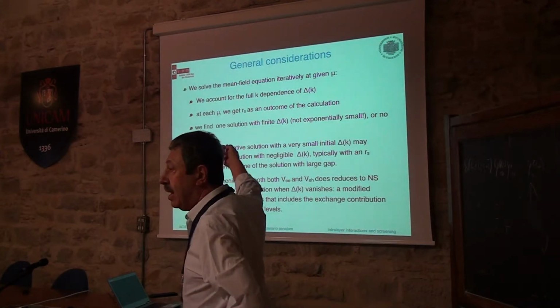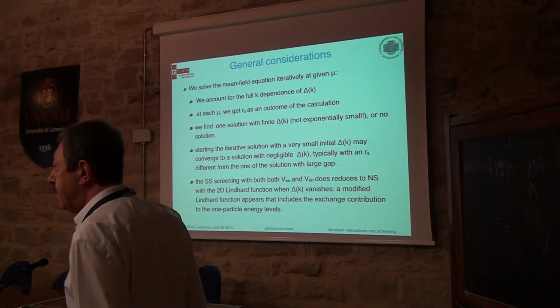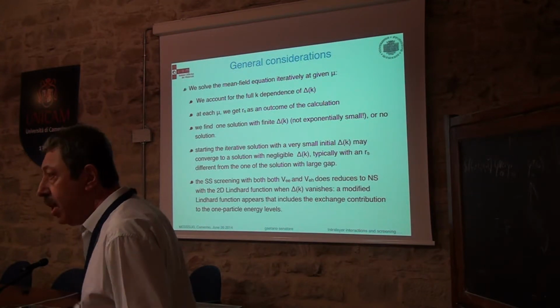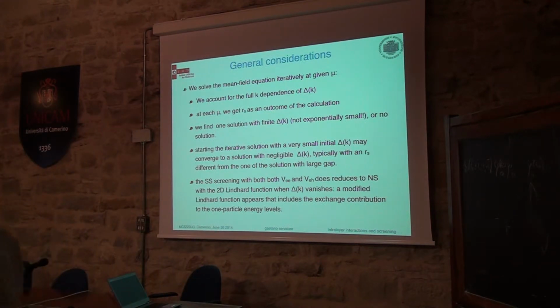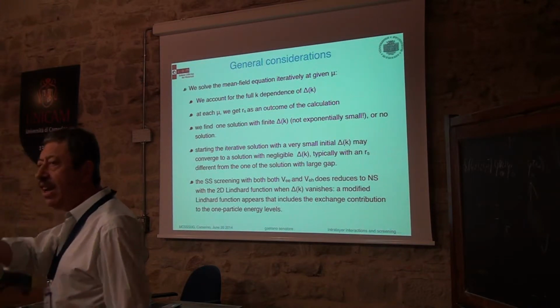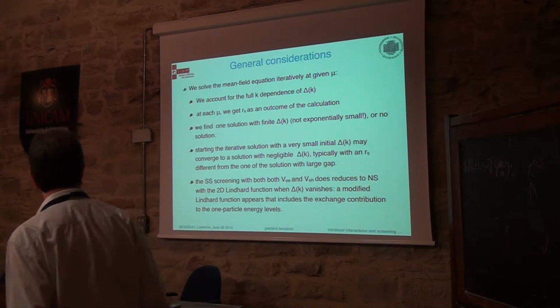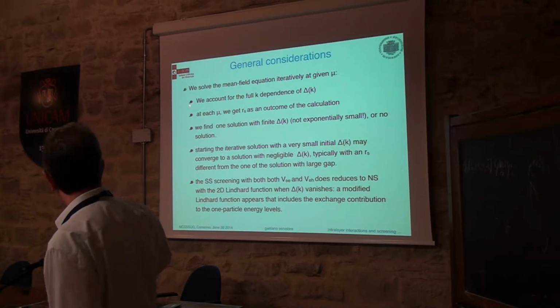So, some general observations about what we do. We solve the mean field equation iteratively. We account for the full k dependence of delta k. We start from a trial delta k, and then we go on iteratively. We start with a mu that puts us at larger rs where things are easy, and we use the gap that we obtain for the next mu, which is very close to the one we started from, okay? And that gives us a branch of solution, as you will see. At each mu, we get the rs, of course, as output of the calculation.